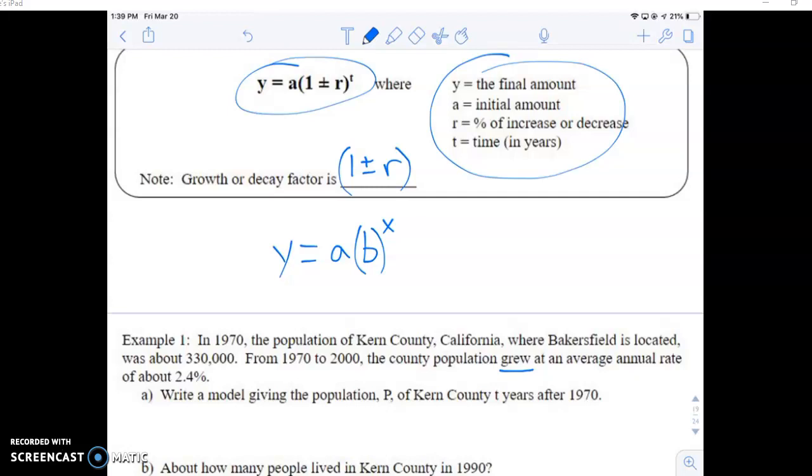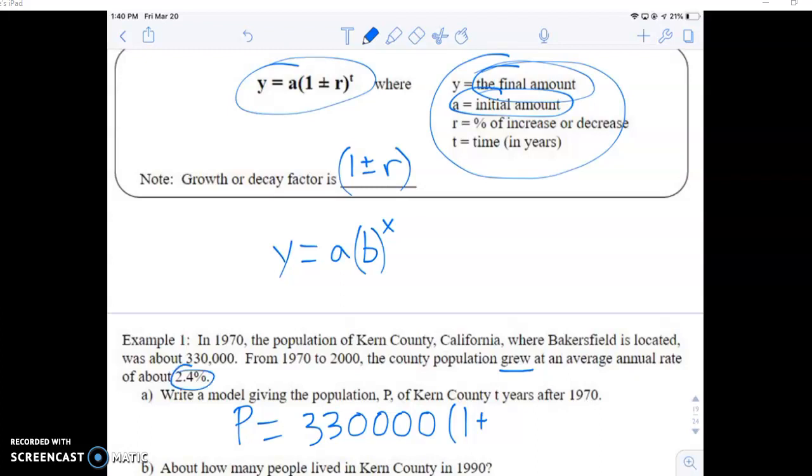So instead of writing y, I'm just going to write p, because that tells us the final amount. That's what we're trying to figure out. So p equals a, and I know a is the initial amount, so how much should we start with? The city of Bakersfield started with 330,000 people. That's what a is equivalent to. And then we're going to write 1 plus r, and remember it's plus because it's growth, not decay. So r is the rate, so anytime we see a percentage, that's always going to be r.